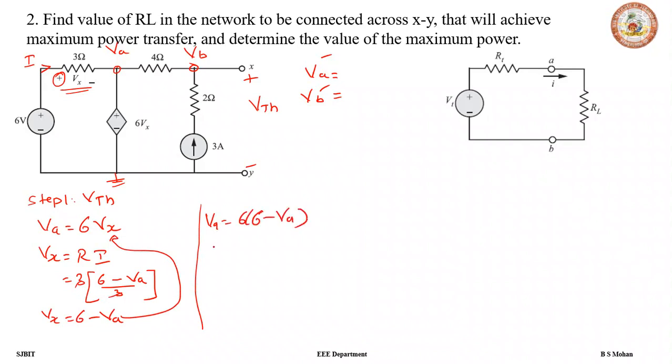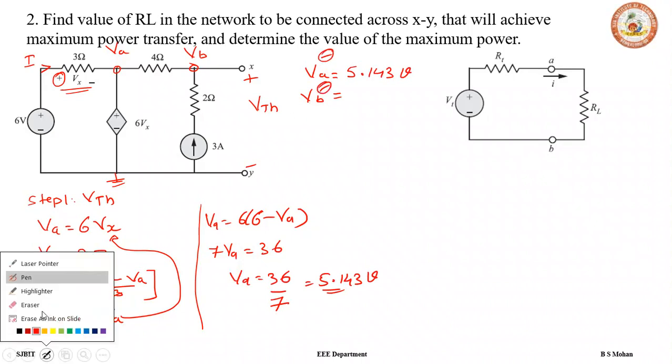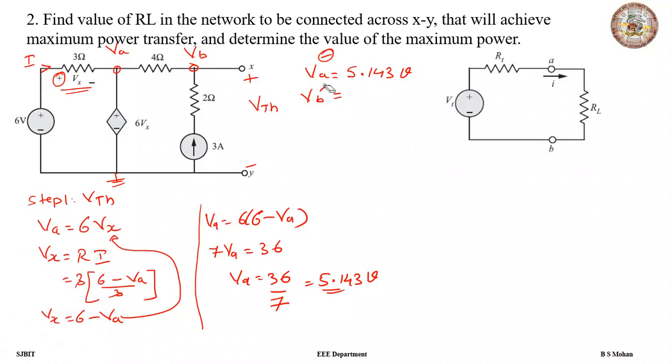So we get 7 VA is equal to 36, or VA is equal to 36 by 7, which is 5.143 volts. So we started by saying that we have two unknowns, VA and VB, and we inspected and associated the current source to VA. Thus we have only one unknown now, and that is VB. So we have to write an equation at VB to solve for it.